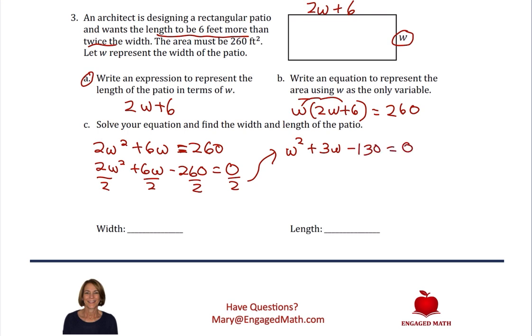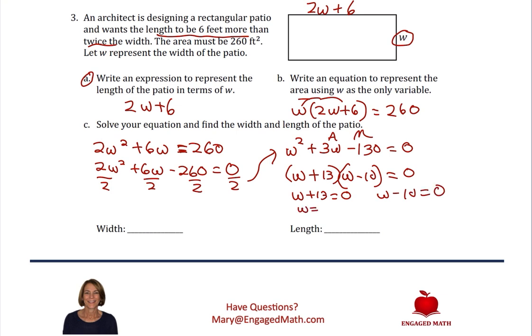Now we're going to use our skills of factoring and the zero product property. We need two numbers that add to 3 and multiply to negative 130. It's an AM problem from your factoring skills. And so now we'll say W plus 13 times W minus 10 equals 0, because 13 and negative 10 add to 3 and multiply to negative 130. So now I'm going to say W plus 13 equals 0 and W minus 10 equals 0.